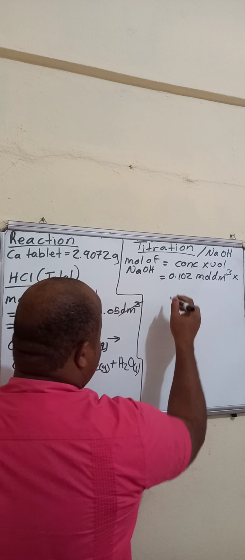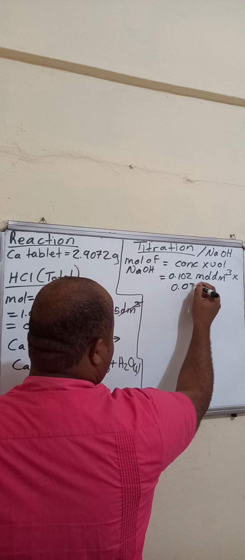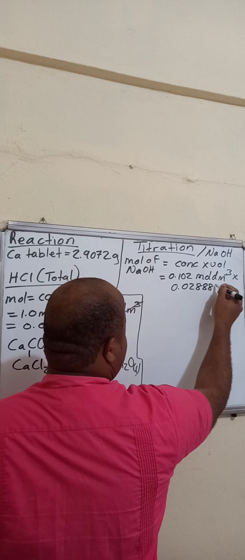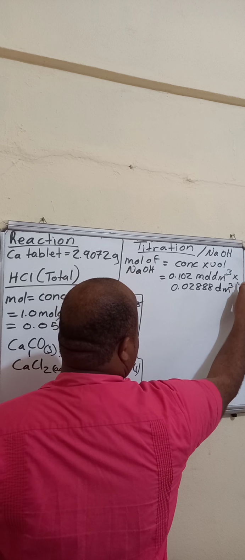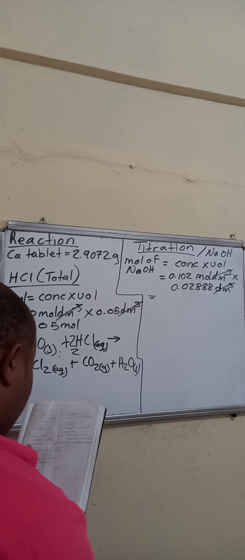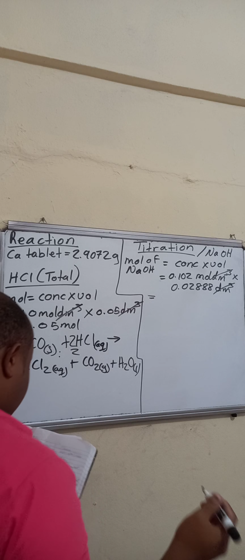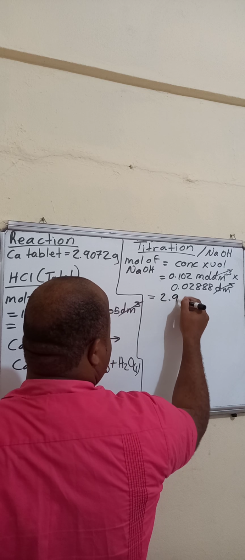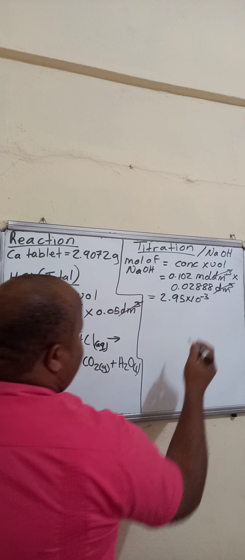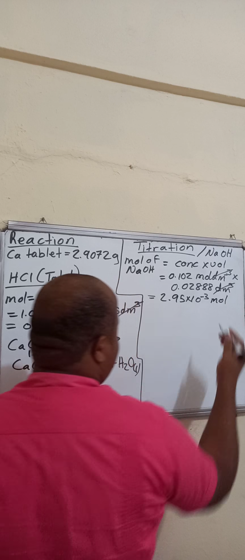Volume in dm cube, that would be 0.02888 dm cube. For moles, you should get 2.95 times 10 to the minus 3. So that's the mole of sodium hydroxide.